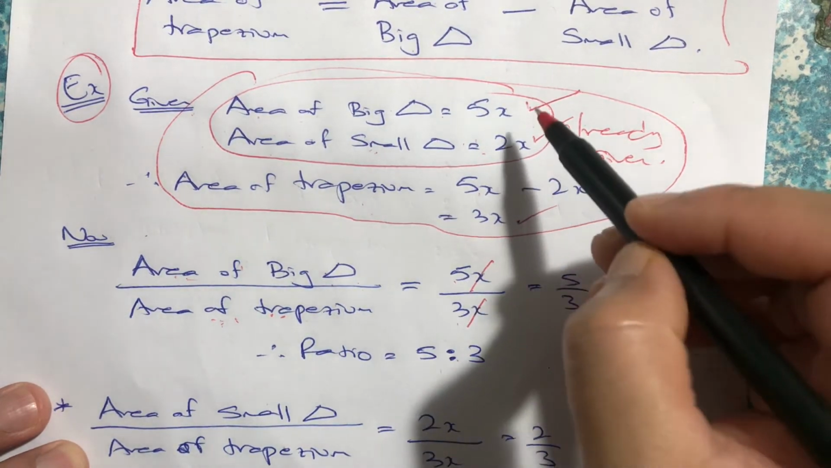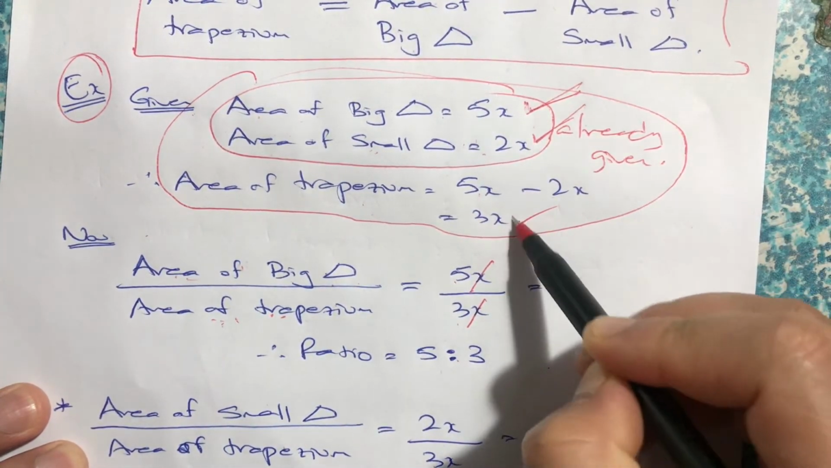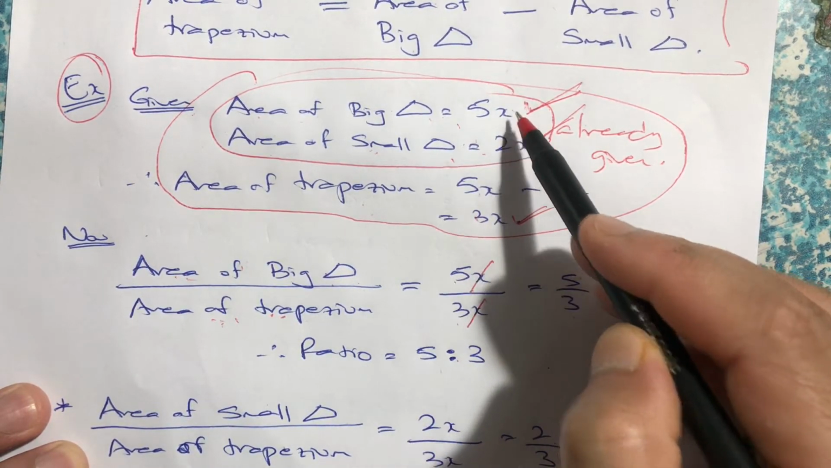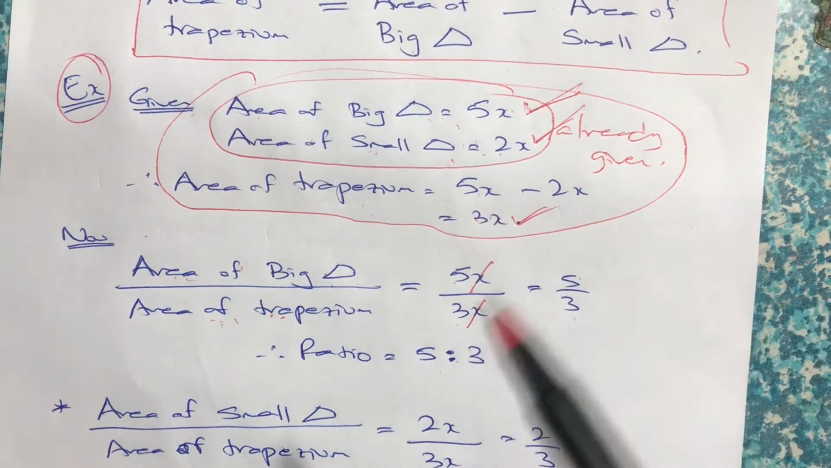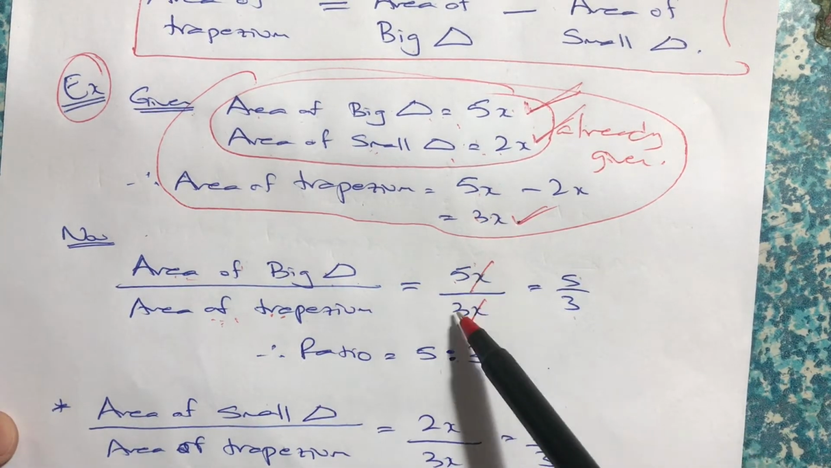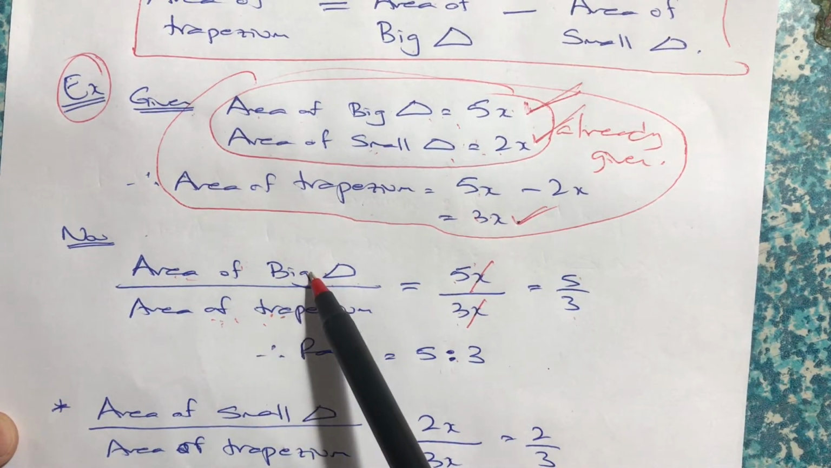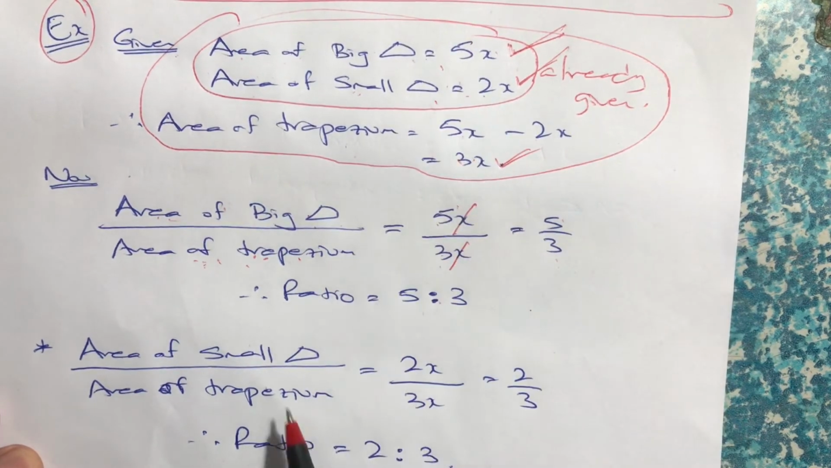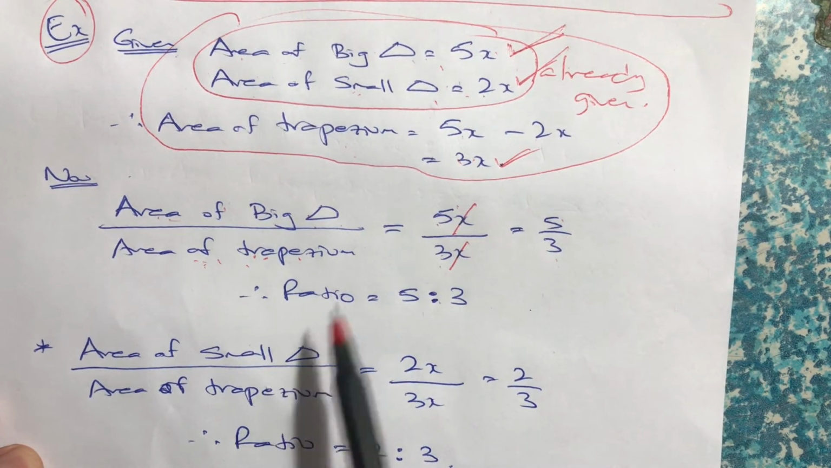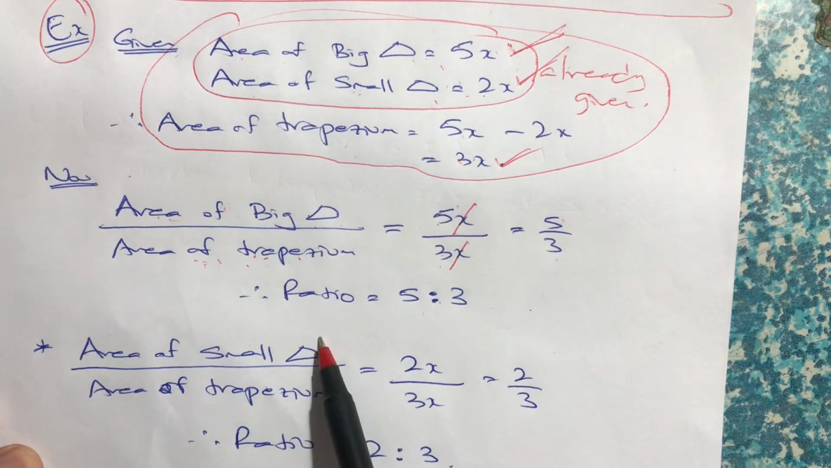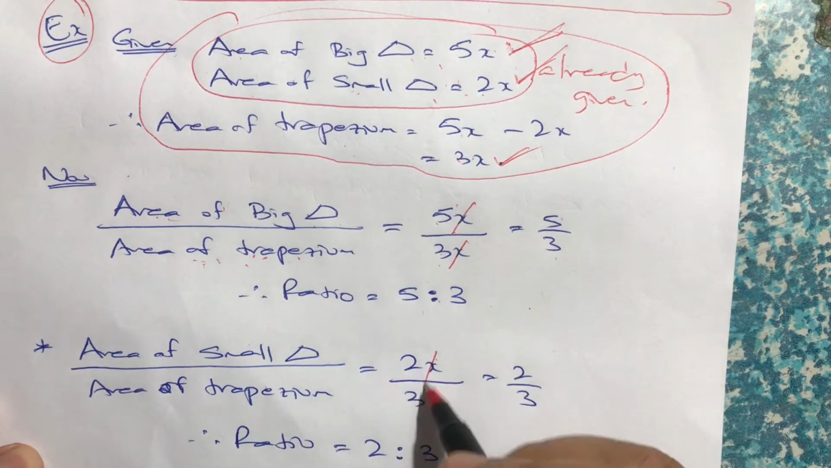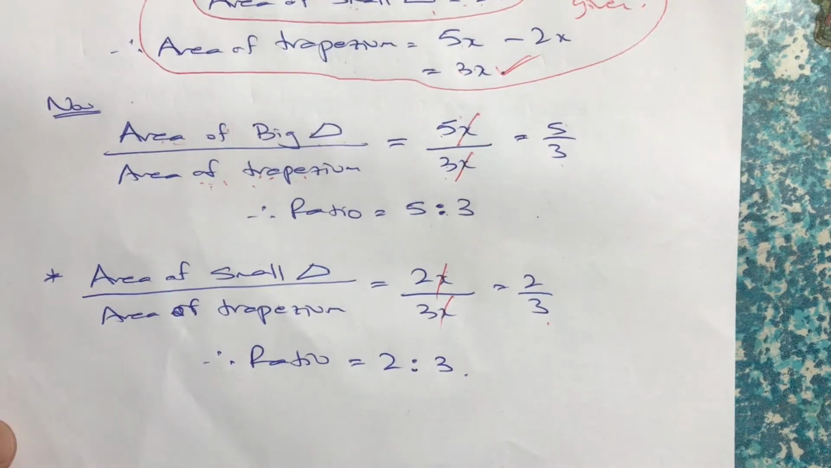So that's how I need to get the areas of the big triangle, small triangle, and the trapezium. Once I get those, we can easily use those values to get the ratio of the big triangle and trapezium. Or sometimes they may ask us to find the ratio of the small triangle and the trapezium. So in the same question, I check what the area of the small triangle is, we put the value, that is 2x, and the trapezium is 3x. Again x and x get cancelled, we get 2 by 3, so the ratio is 2:3.